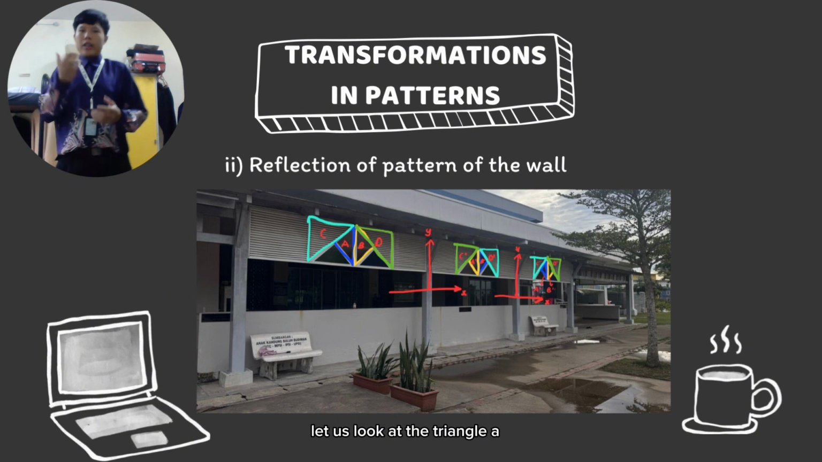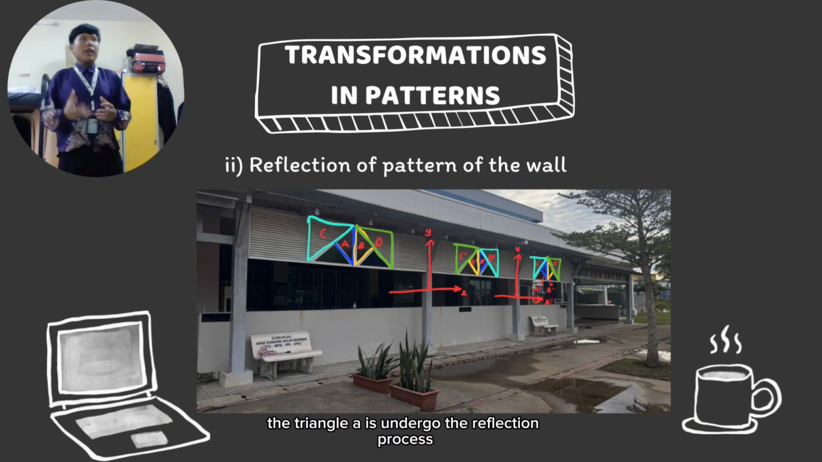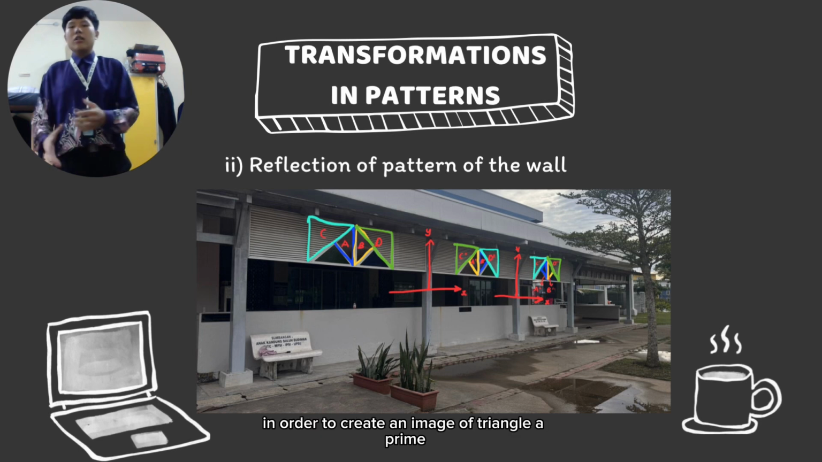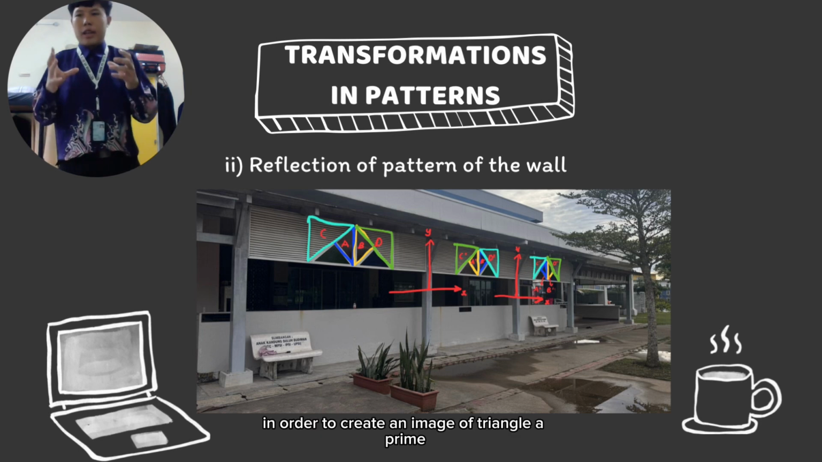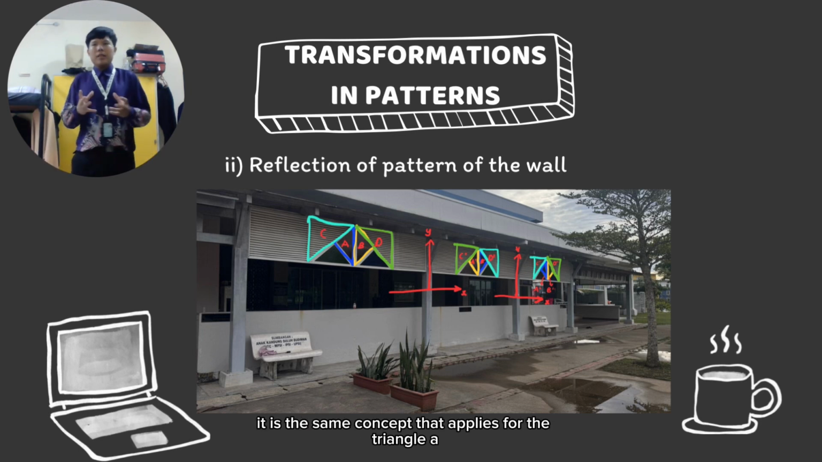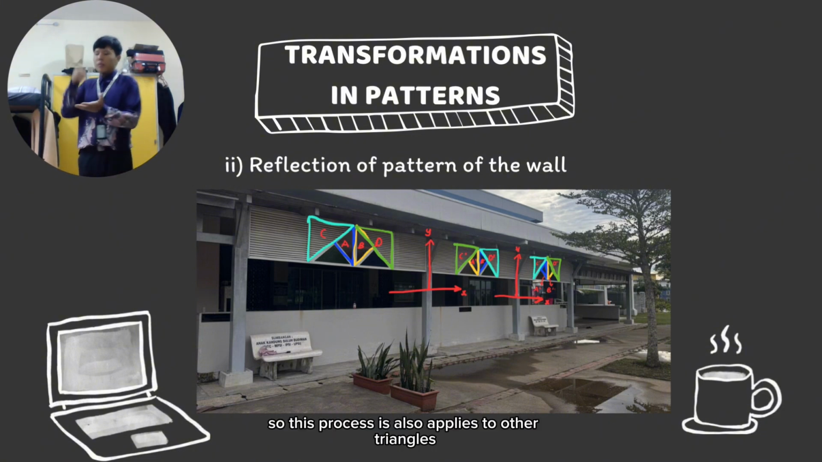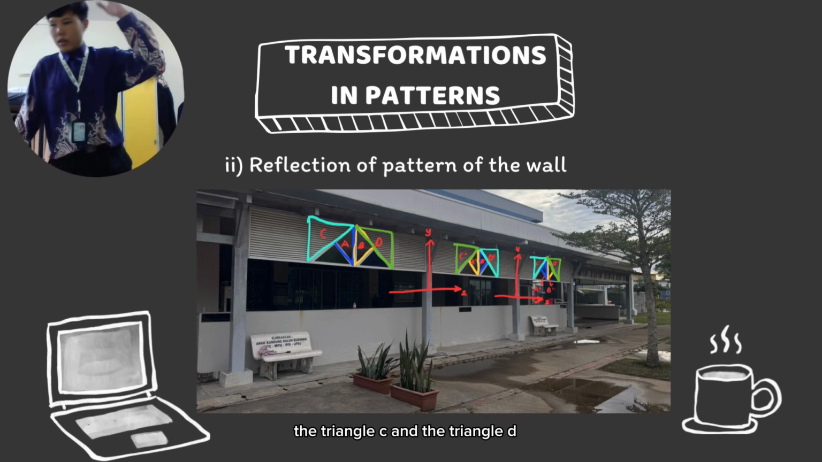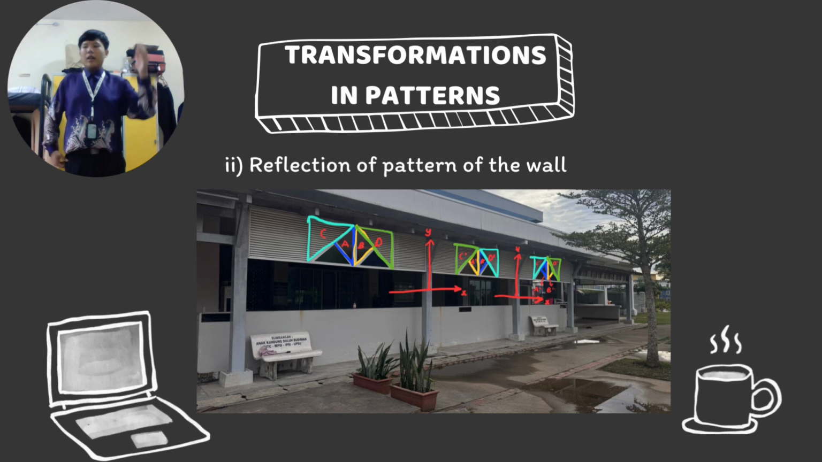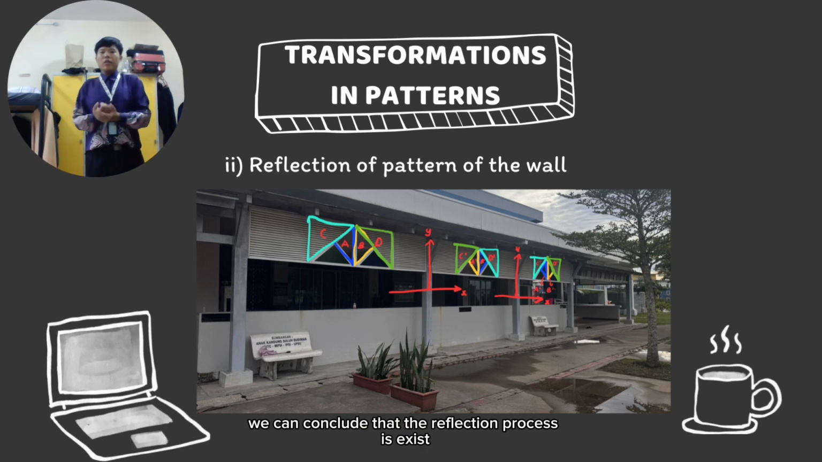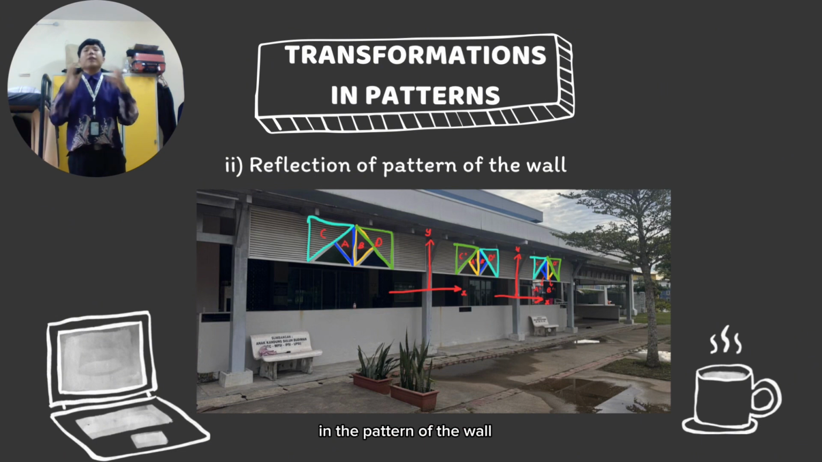Let us look at the triangle A. The triangle A undergoes the reflection process through the vertical line in order to create an image of triangle A prime. The same concept applies for the triangle A prime in order to create an image of triangle A double prime. So this process also applies to other triangles such as the triangle B, the triangle C, and the triangle D. So in conclusion, we can conclude that the reflection process exists in the pattern of the wall.